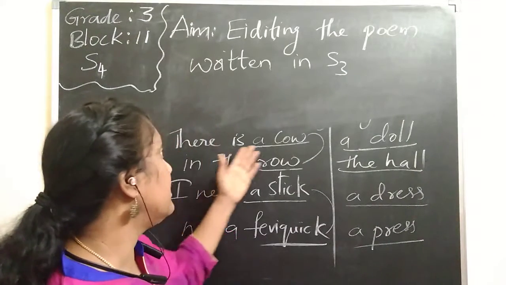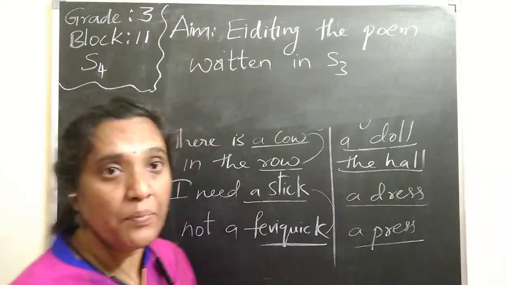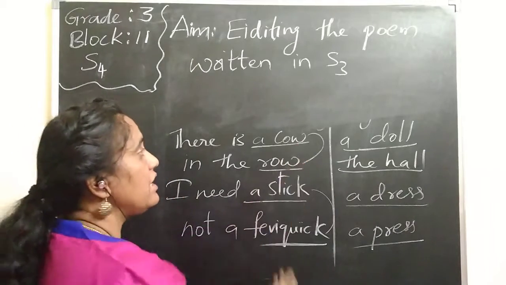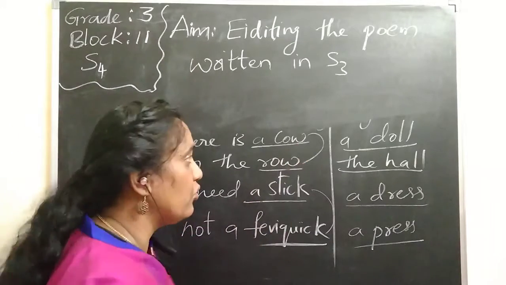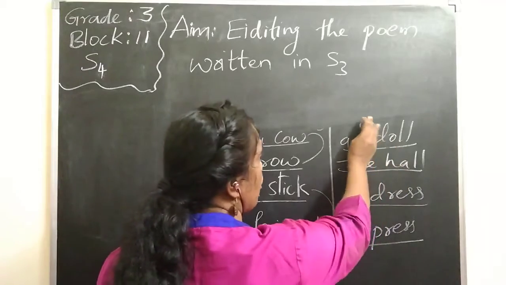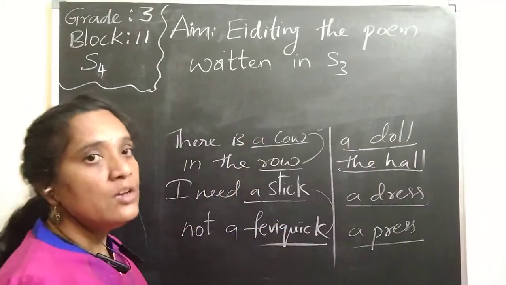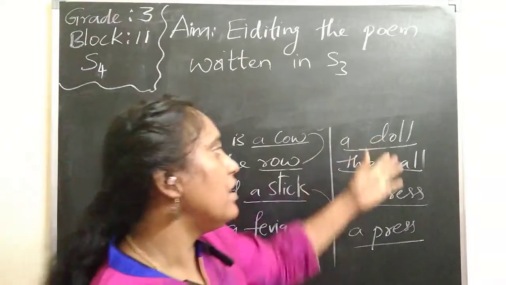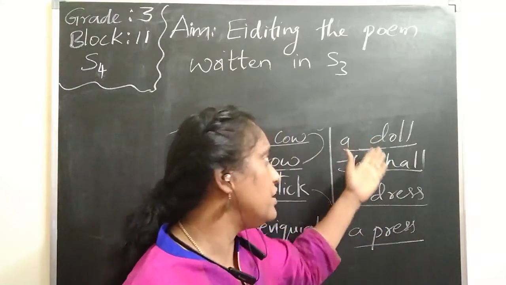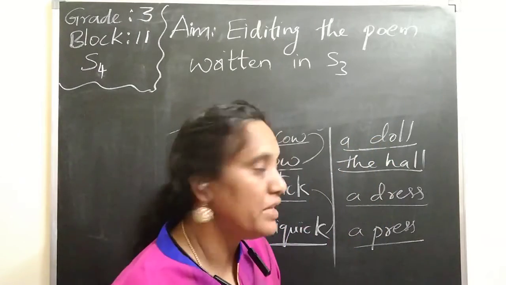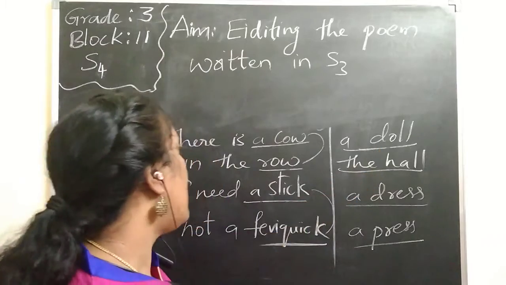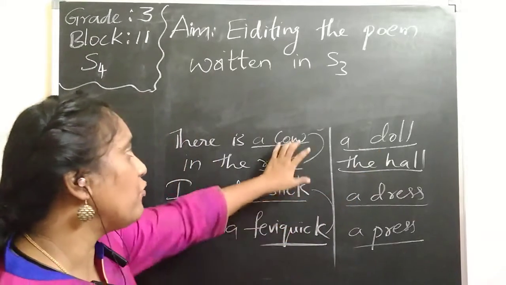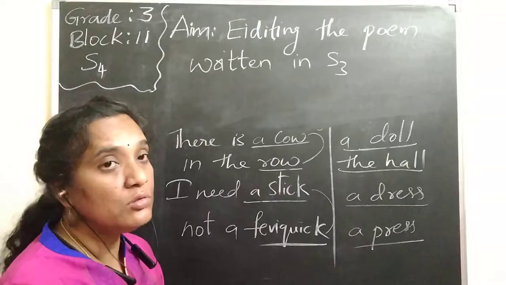I said there is a cow in the row. So there is a problem here. A cow is there in the row, and it cannot stay in that row. Or a doll is there in the hall. I have some problem, maybe my doll doesn't have a dress when it is sitting there in the hall. So I need a dress immediately. So there is a problem. And I am giving a solution here, that I want a stick just to move that cow away.